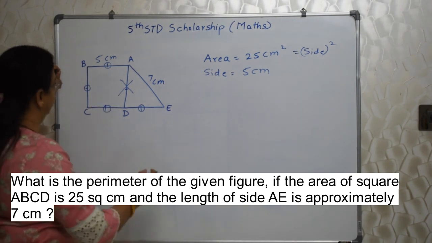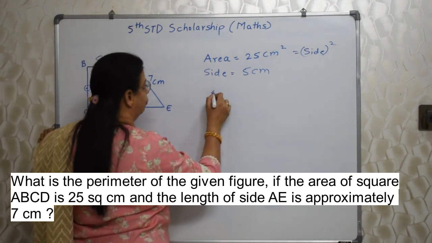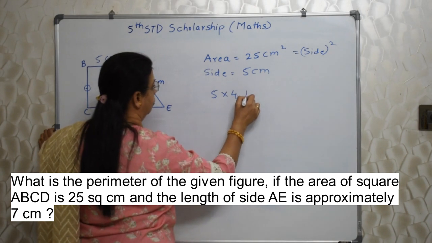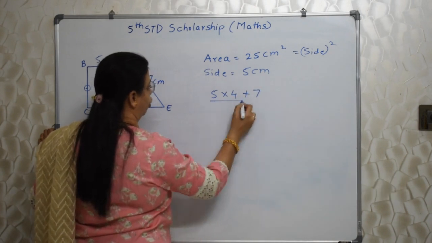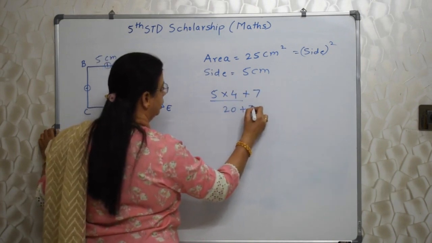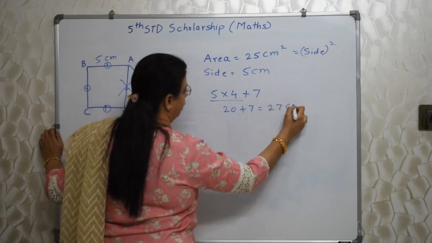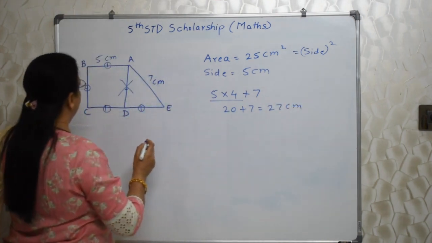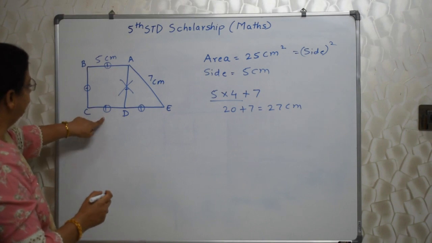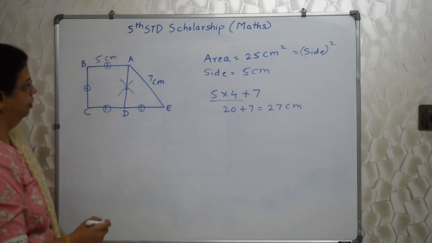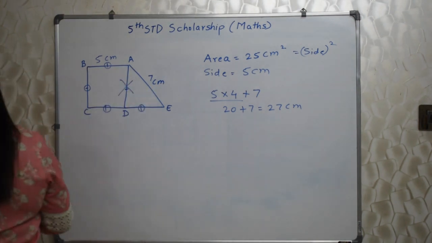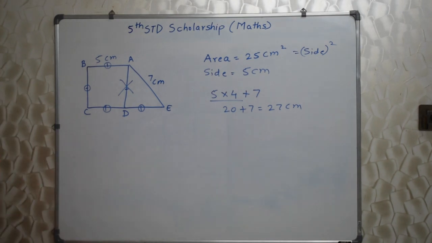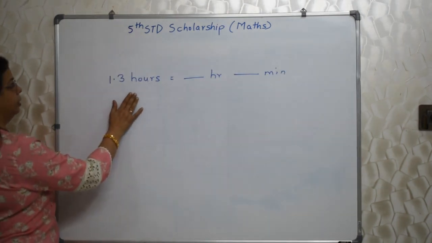So let's do it. 5, 4 times, that is 5 into 4 plus 7. First this 20 plus 7, that is 27 centimeter. You can just add also 5 plus 5 plus 5 plus 5 plus 7. So 27 centimeter is the perimeter. Let's go ahead. See, this is an exam question.